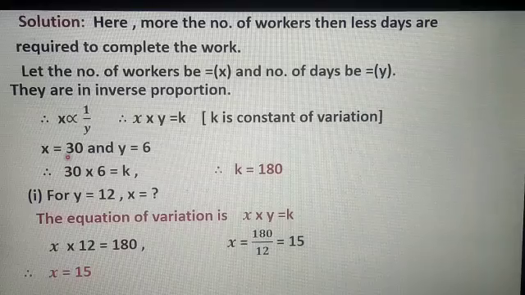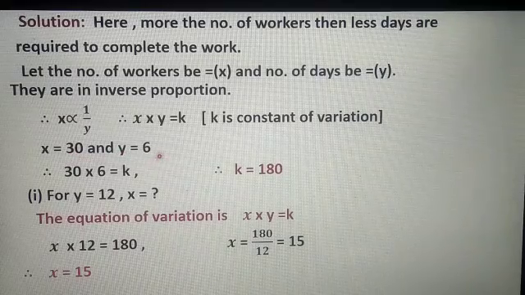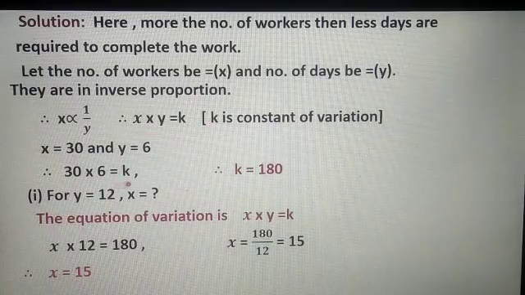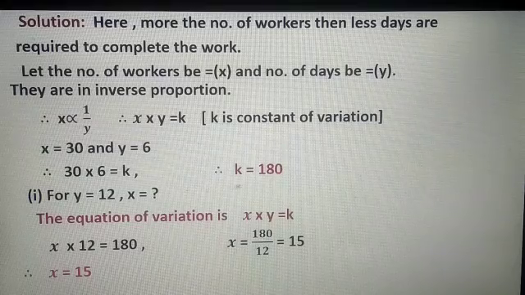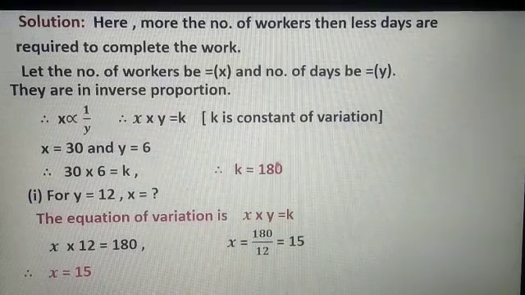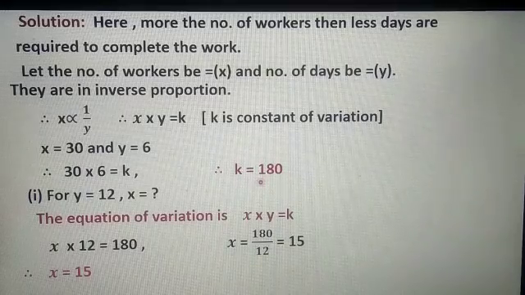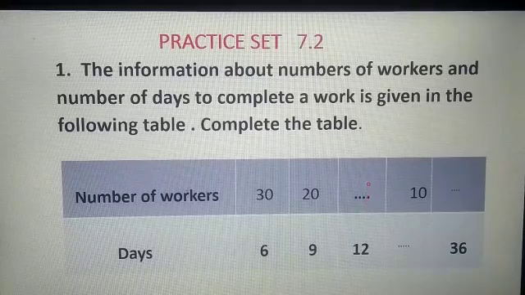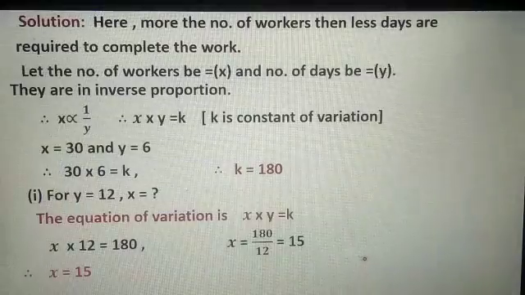Now substituting the values X as 30 and Y as 6, we will find K. So X into Y is K, means 30 into 6 is equal to K. So K is equal to 180. Now we get the constant of variation K as 180. So every time we will substitute K as 180. Now see the table. Here we have to find X and Y is given.